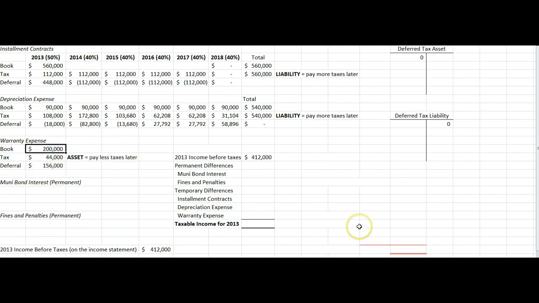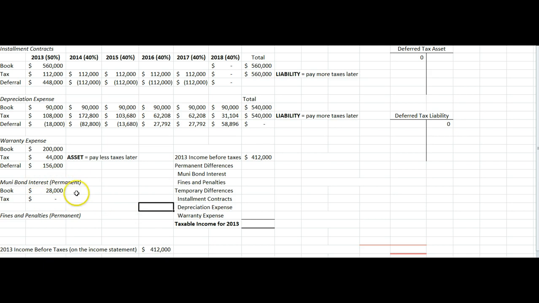So on our books we debited warranty expense for $200,000 and credited estimated warranty liability for $200,000. But the IRS won't let us take a deduction for estimated warranty expense. They don't trust us. So we only get to take a tax deduction for our actual warranty expense incurred during the year, which is $44,000, which means we've got $156,000 that we're going to be able to deduct later on when we actually make those warranty payments to our customers or incur those warranty expenses for our customers.